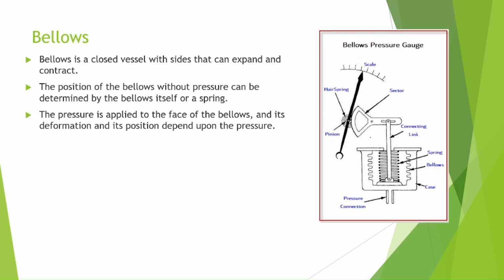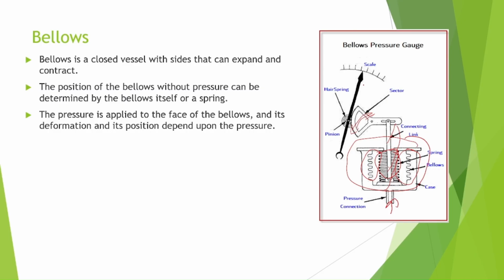And here we have the bellows, and this is the outer case, and inside we have the bellows. So this is the bellows, spherical in shape, and inside that we have a spring, and this spring will be connected to the connecting link. This link will be connected to the sector. That sector has a pinion and a hairspring, and that will be attached to the scale. So whenever the pressure is applied on the inlet port, the bellows will get contracted. So automatically the sector will move in this direction.